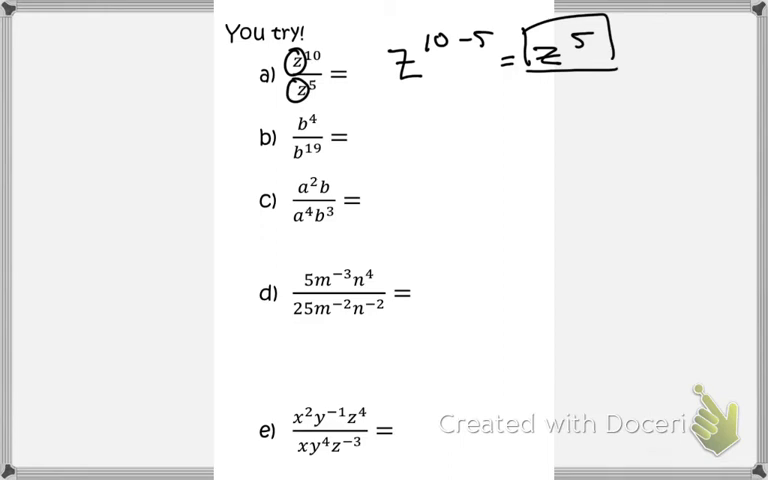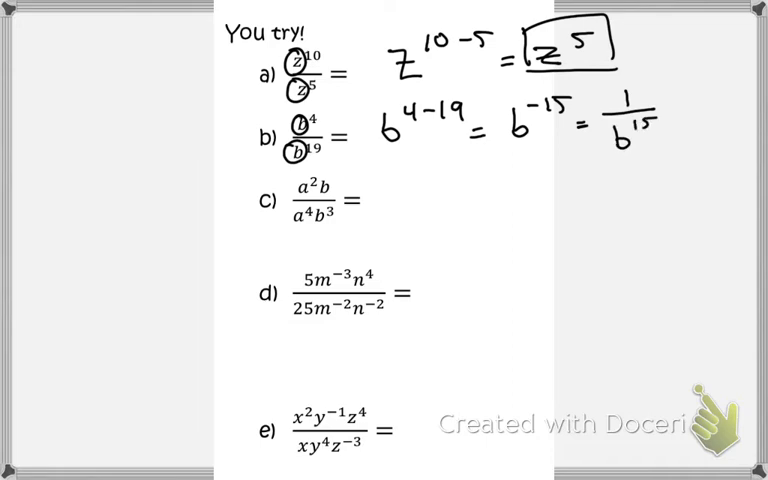Alright, how about for the B example? Let's check the B example. So with the B example, I need to check whether they are the same base. Yes, they are the same base. I can go ahead and subtract them. So I have b to the 4th minus 19. 4 minus 19 will give me negative 15. And I've worked enough with negative exponents that I know that this needs to be 1 over b to the positive 15.